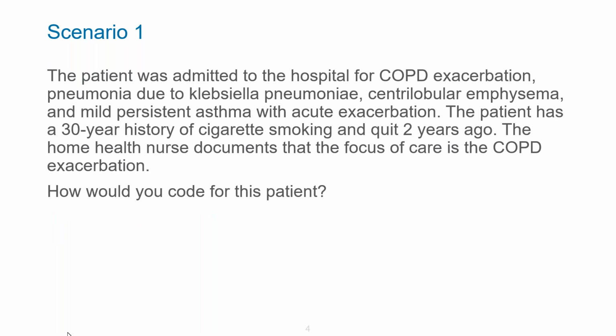So our scenario one: the patient was admitted to the hospital for a COPD exacerbation, pneumonia due to Klebsiella pneumoniae, centrilobular emphysema, and mild persistent asthma with acute exacerbation. The patient has a 30-year history of cigarette smoking and quit 2 years ago. The home health nurse documents that the focus of care is the COPD exacerbation. How would you code this patient? There are multiple different things going on with this patient. We've got pneumonia, we've got emphysema, the COPD is exacerbated, plus some asthma that's exacerbated. So you really have to look at all of those elements before we go into that answer.